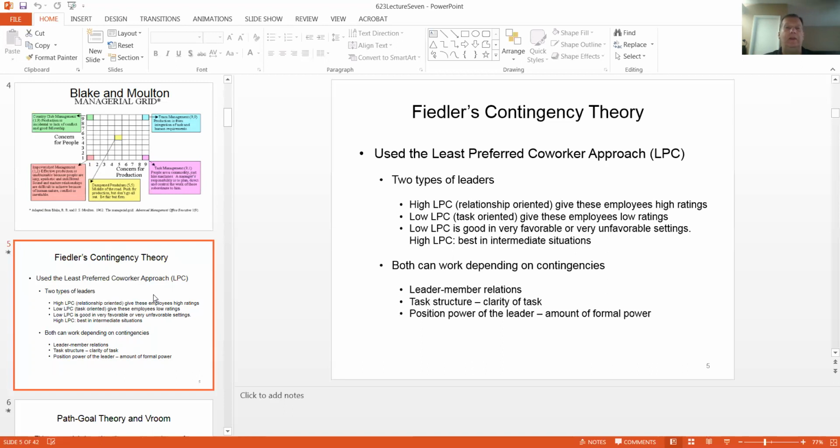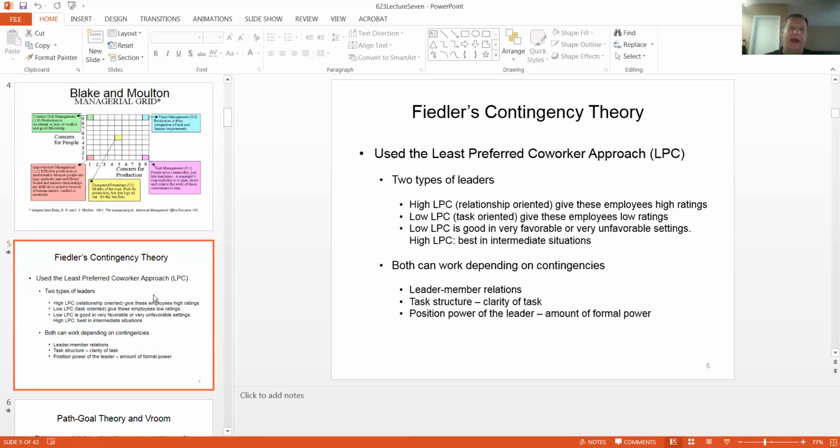High LPC leaders are very much relationship oriented. So when they think about their least preferred coworker, even though that's a least preferred coworker, they're going to give that person relatively high marks. By contrast, a low LPC leader is much more task oriented, and they're going to give those least preferred coworkers very, very low ratings. So high LPC, relationship oriented; low LPC, very much task and production oriented.